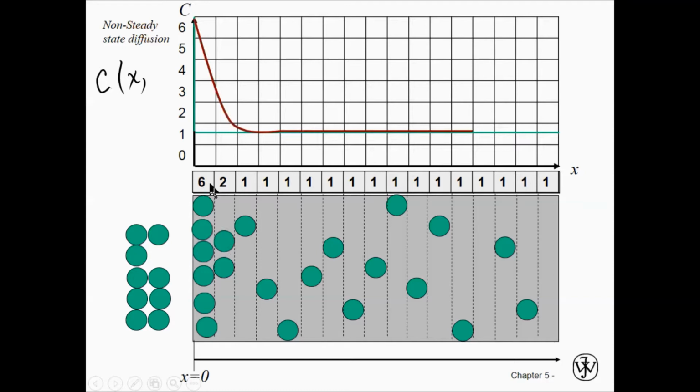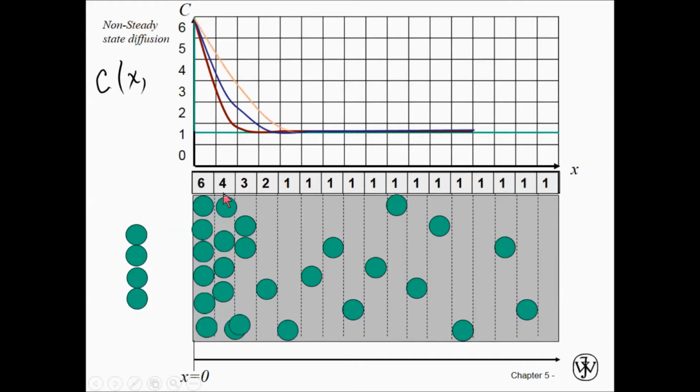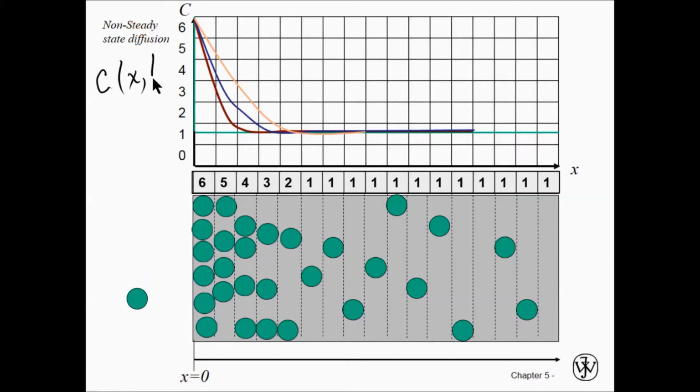As time goes, these values change. When I stop the time and measure concentration, you see it is 6, 3, 2, 1. When I continue with time, stop and measure, concentration has changed. So concentration changes with time. So here, concentration changes with position and time when it depends on time. That is non-steady state diffusion.